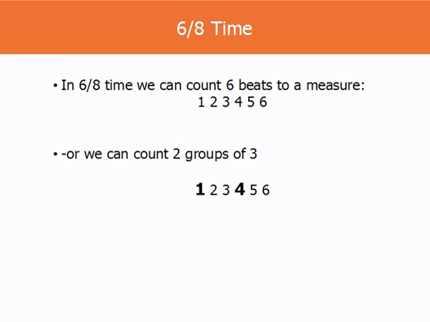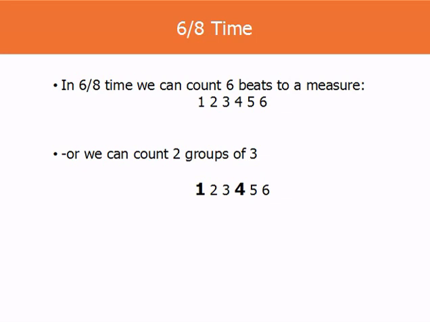Or we can accent and count in 2 groups of 3. So we get 1, 2, 3, 4, 5, 6. It helps, in this case, when you're counting in faster tempos, to use the groups of 3. So instead of 1, 2, 3, 4, 5, 6, you're going 1, 2, 3, 4, 5, 6, 1 and a 4, 1 and a 4, and a 1 and a 4, and a 1.